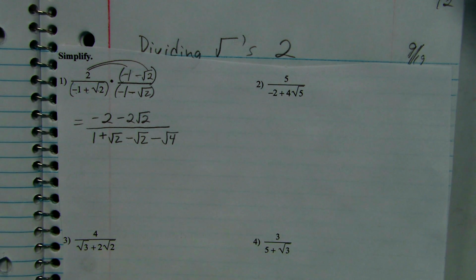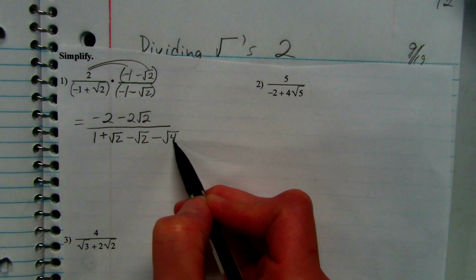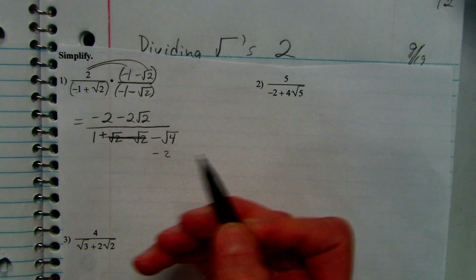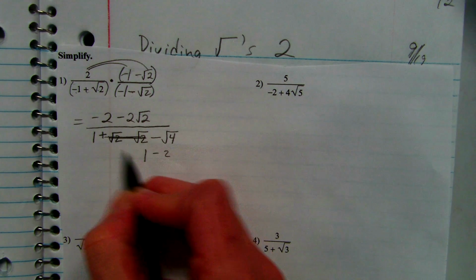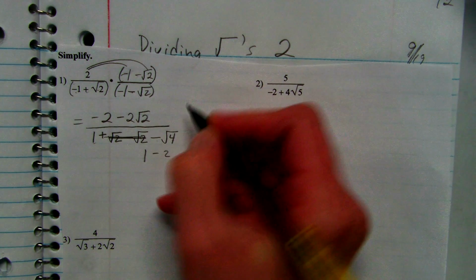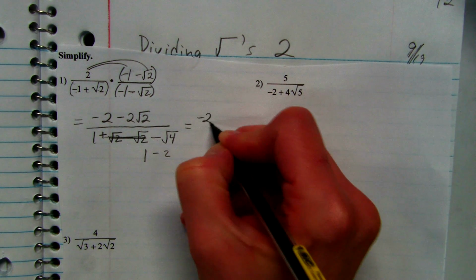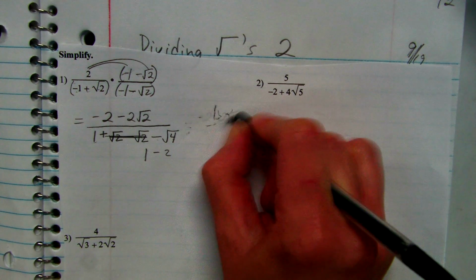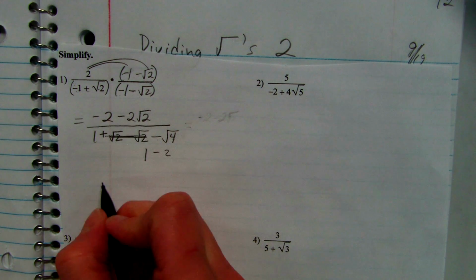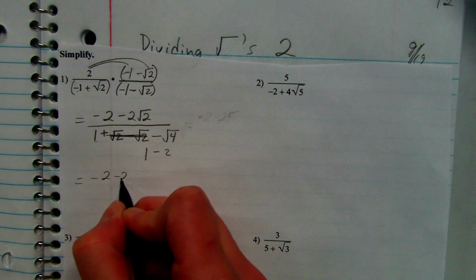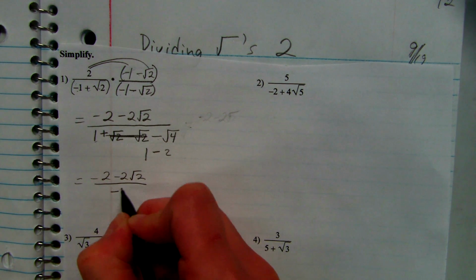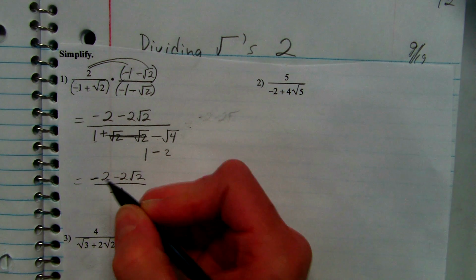So the reason why this works, this is going to be a perfect square. That's just going to be minus 2. This goes away. So in the bottom, I now have just 1 minus 2. So I'd have negative 2 minus 2 radical 2. Actually, I'm going to write it over here. I don't want to run into that problem over there. I've got room. So I'm going to have negative 2 minus 2 radical 2 over, and then 1 minus 2 is negative 1. Now, one more little thing.